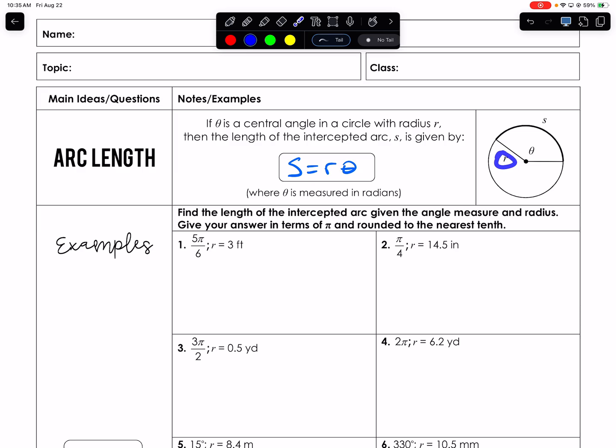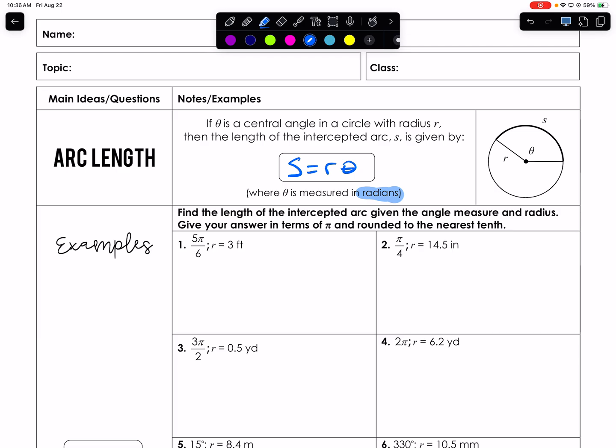And radius is always radius. That's radius. This is also radius over here, because we go from the center of the circle to the edge. Key to highlight, write down something: it's got to be in radians. Many times they'll give you that theta in degrees, and you have to switch it to radians.